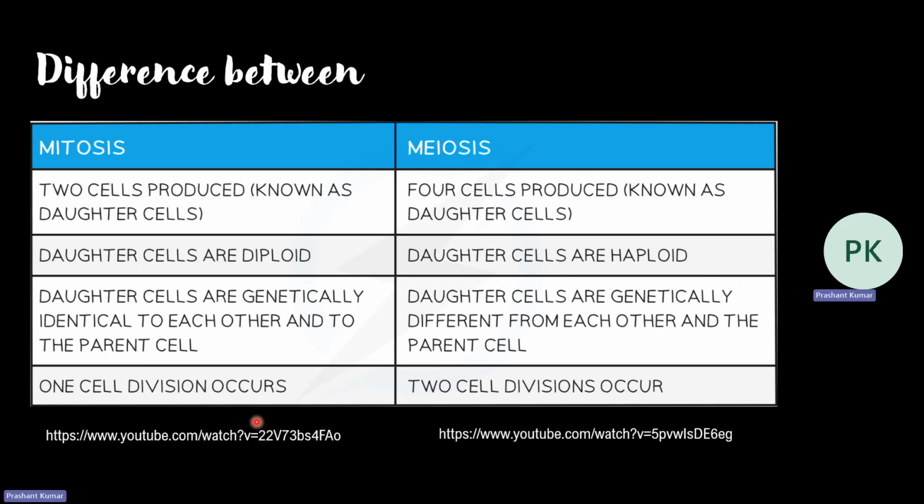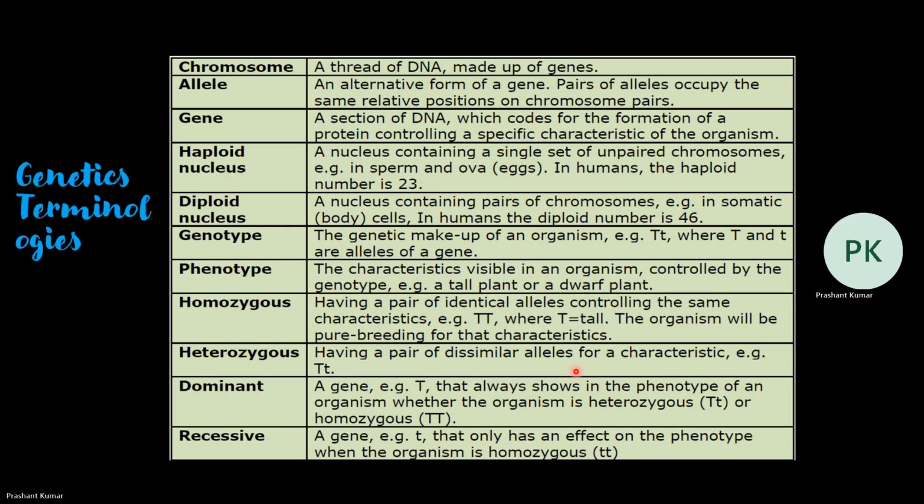A question can be asked on the difference between the divisions. In mitosis, two daughter cells are produced, which are genetically identical. Here, four daughter cells are produced. All are different. Daughters are diploid. Here daughters are haploid. Daughter cells are genetically similar. Here genetically different. One cell division occurs. Here the cell divides two times. That's why we are getting four.